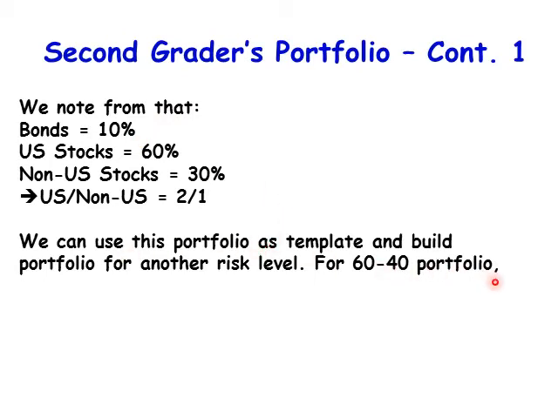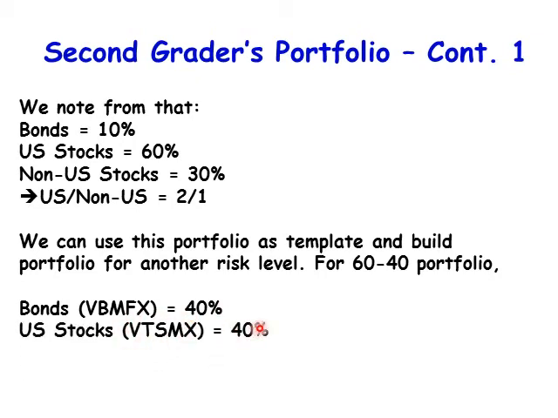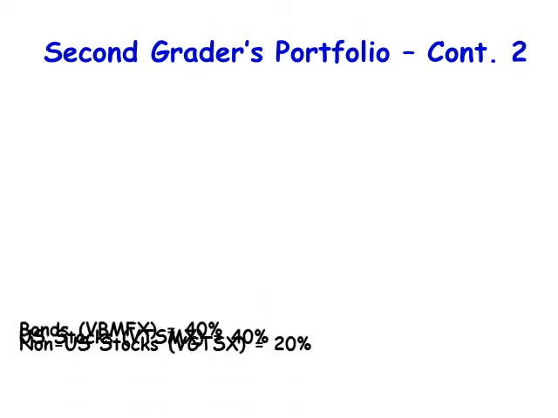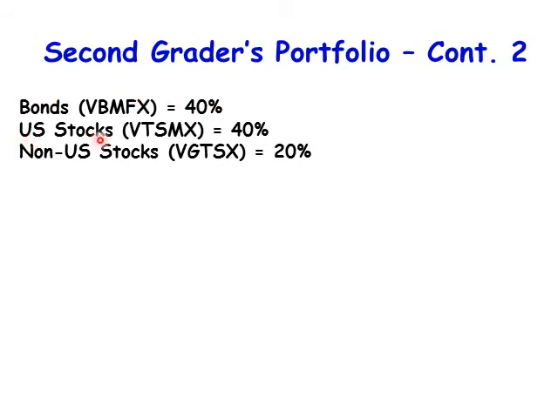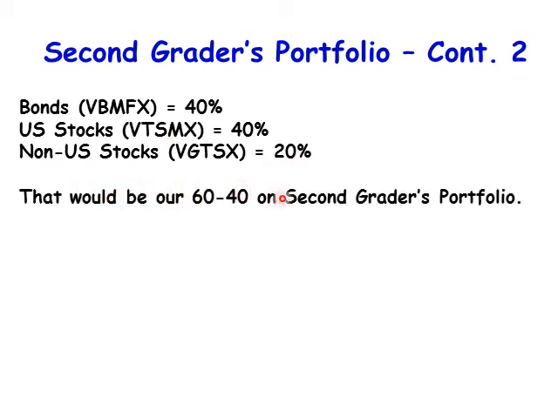So if we were to do a 60-40 portfolio, what we'll do is get bonds at 40%, US stocks at 40%, and non-US stocks at 20%. Here's a 2 to 1 ratio: US to non-US is 2 to 1, and 40% is my allocation to bonds, as we were trying to do a 60-40 portfolio. So we know bonds 40%, US stocks 40%, and non-US stocks 20%. That will be the 60-40 portfolio on Second Grader's portfolio. So we used Second Grader's portfolio as a template, and we built a 60-40 portfolio using a US to non-US ratio of 2 to 1.